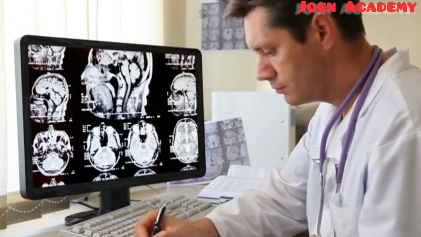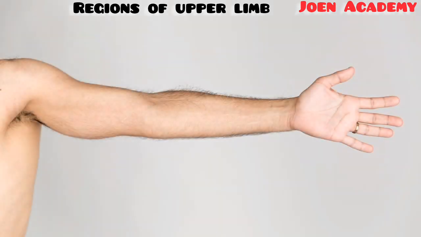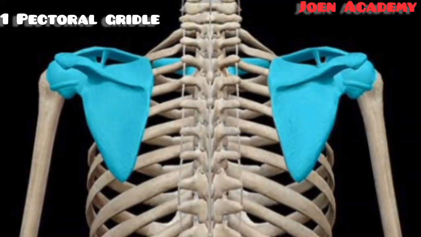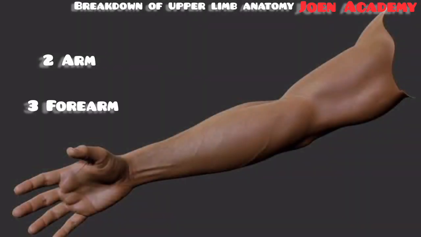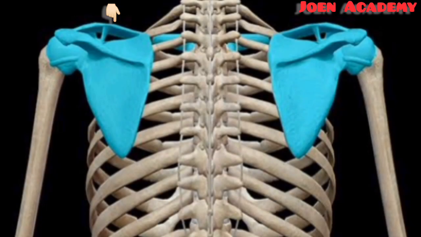The regions of the upper limb are mainly three. They include the pectoral girdle, the arm, and the forearm. The pectoral girdle is a bony girdle that connects the upper limb to the axial skeleton, which is the trunk. It consists of two bones. They are the clavicle, which is also known as the collarbone, and the scapula, which is the shoulder blade.